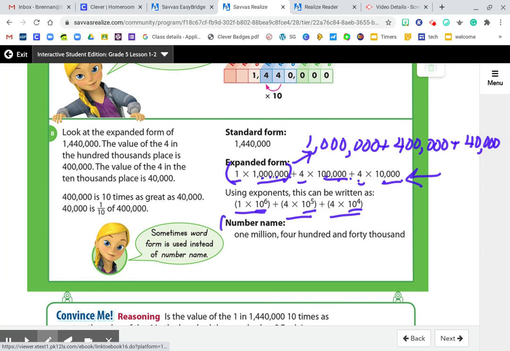And here's the number name, and sometimes that's called written form or word form. Remember, it depends on the math book series. So you're going to see, even in First in Math, they don't call it the number name. I think they call it word form in First in Math. So make sure you're familiar with all 3 of those labels.